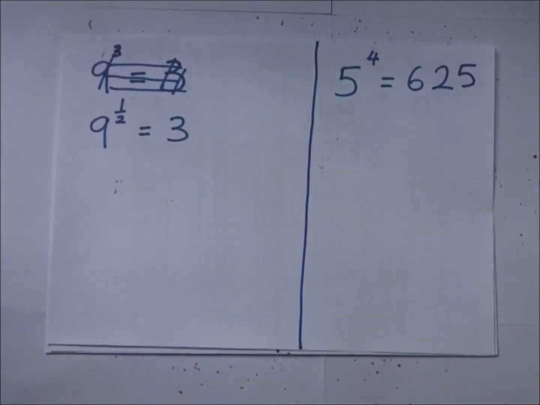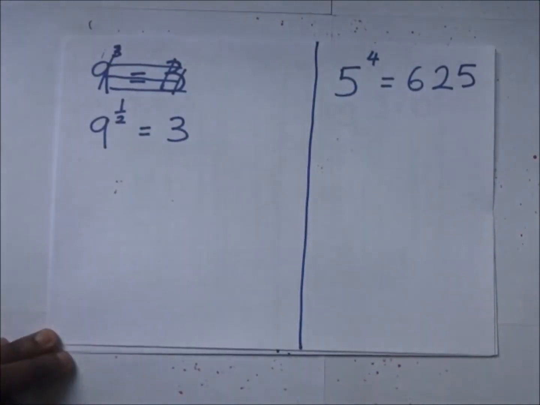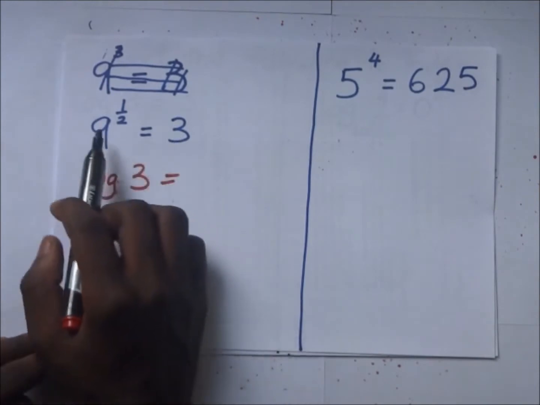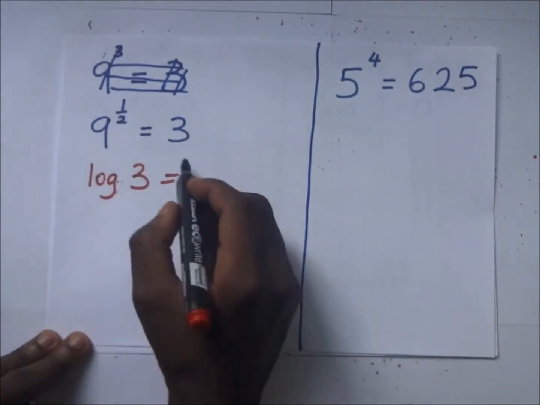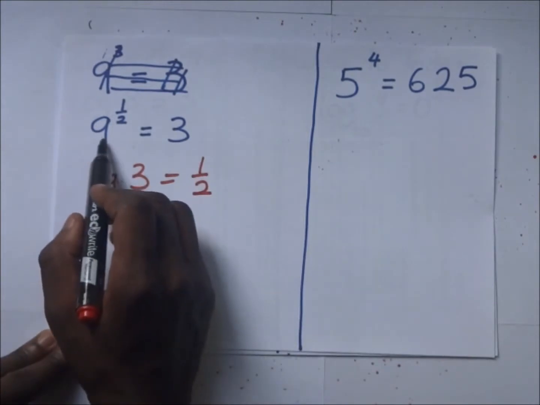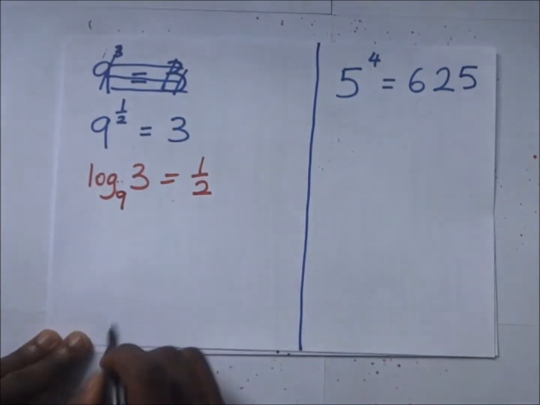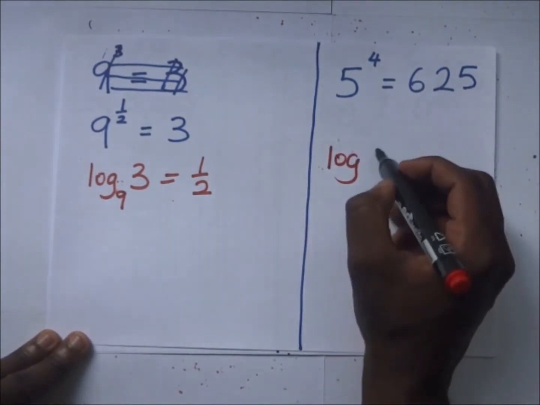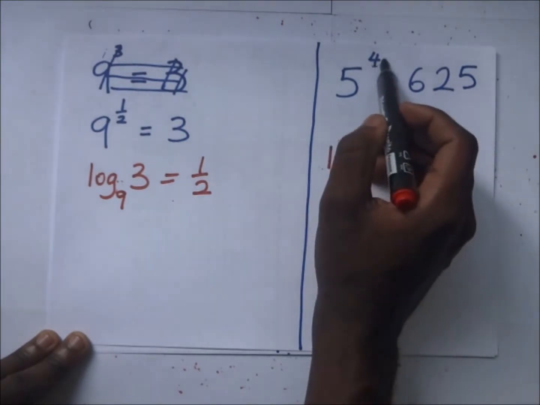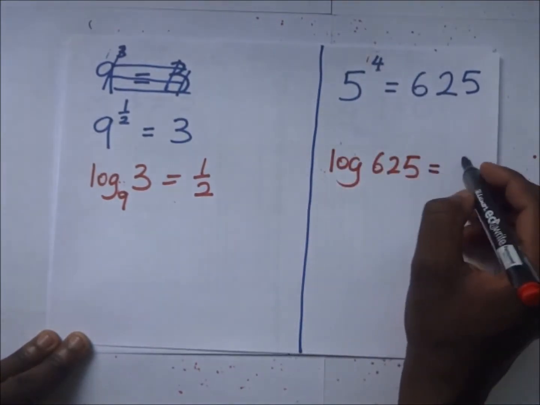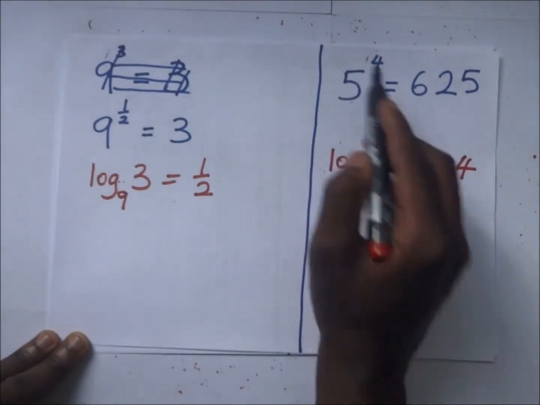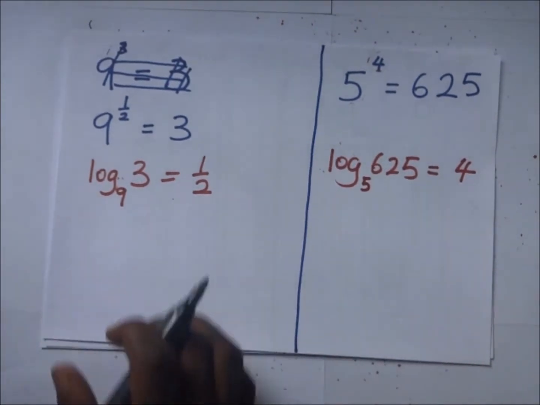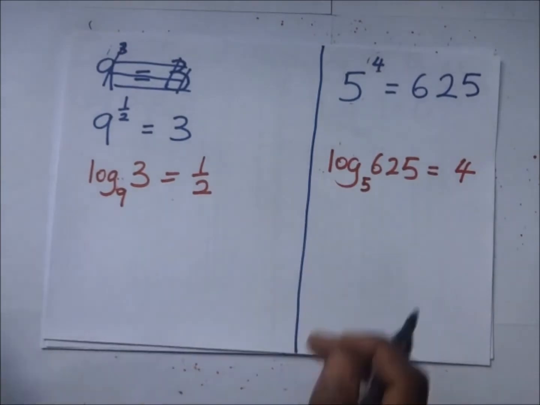Getting on to our next illustration, converting this number to logarithm, the logarithm of 3 is going to be a half. So it's going to be a half, but it is to base 9. Likewise here, the logarithm of this number 625 is going to be equal to 4, but what's the base? 5. As simple as that.